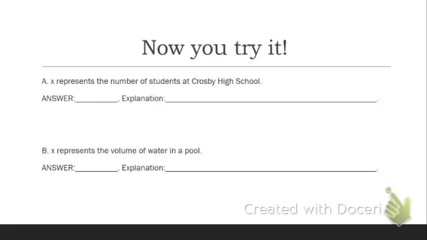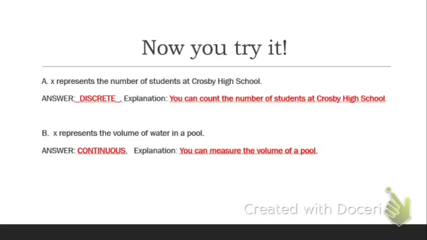Now you try it. I have given you 2 examples, example A and example B. I would like you to pause the video and decide whether the random variables are discrete or continuous and explain why, and resume the video when you're ready to check your answers. Let's see how you did.